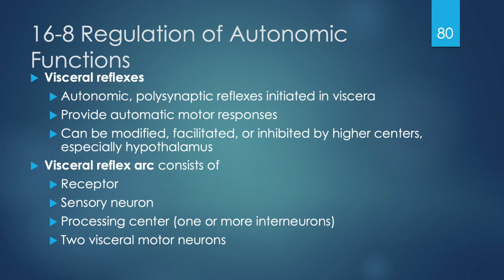Just as we have reflexes that affect our musculoskeletal system, we also have reflexes that affect our visceral organs. These are called visceral reflexes. The visceral reflexes are controlled by the autonomic nervous system, which makes sense because they're not controlled by us willingly or voluntarily. They are polysynaptic reflexes, meaning that there are multiple synapses in a reflex arc in the viscera. Also, they're of course all initiated in the viscera itself. This allows for automatic motor responses, and these can be modified, facilitated, or inhibited by higher centers such as, and especially, the hypothalamus.